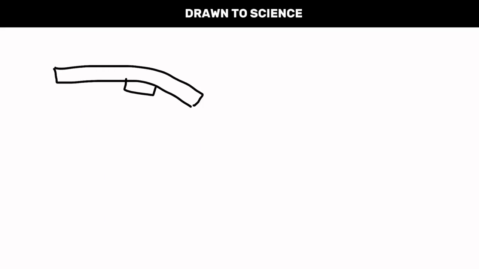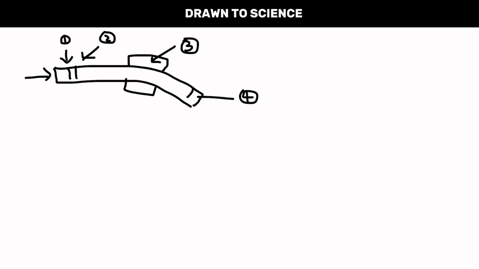Welcome back to another episode of Drawn to Science, and today we're going to talk about mass spectrometry. So right now I'm drawing a mass spectrometer, which is the machine that is used to identify different isotopes, and we're going to talk about what isotopes are later.